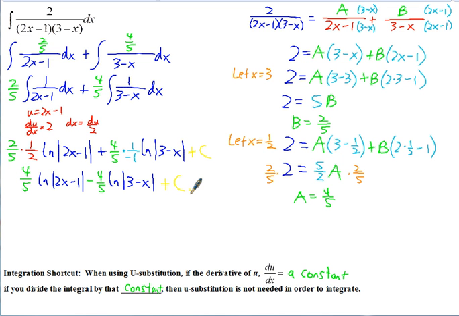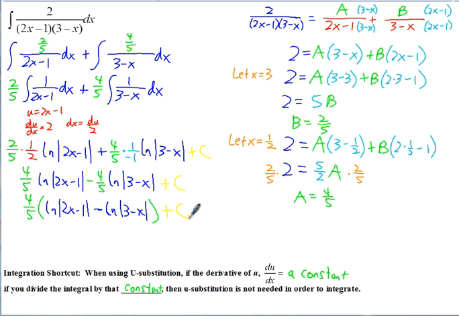So now on this one, we didn't do this on the other one, but since the constants are both 4/5, just one's positive, one's negative, what we can do is actually factor out the 4/5. And what that will leave us with is the natural log of the absolute value of 2x minus 1 minus the natural log of the absolute value of 3 minus x, plus some unknown constant.